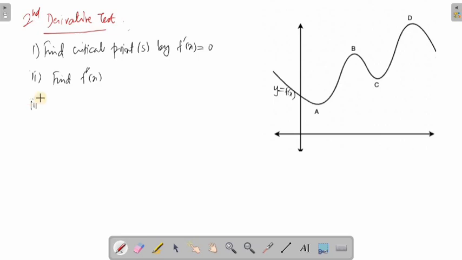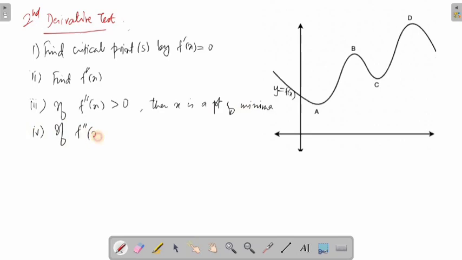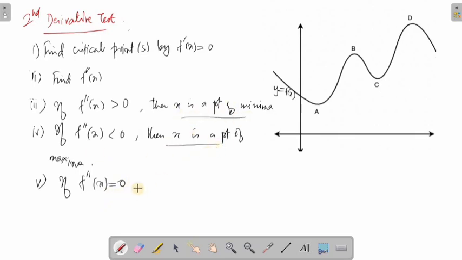Now it says if f double dash of x is positive, then x is a point of minima. Kindly make a note of it. When the second order derivative is positive, then x is a point of minima. Now number 4, if f double dash of x is less than 0, then x is a point of maxima. Kindly make a note of it. That's all about your second order derivative test. Now sometimes what happens is, this is my fifth point, if f double dash of x is also 0, then it is not satisfying these points, so at that time you have to go to the first derivative test.